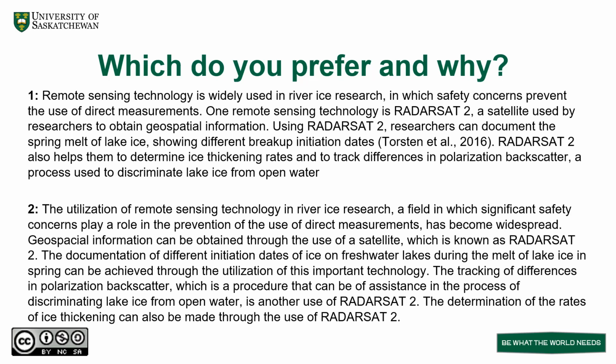The utilization of remote sensing technology in river ice research, a field in which significant safety concerns play a role in the prevention of the use of direct measurements, has become widespread. Geospatial information can be obtained through the use of a satellite, which is known as RADARSAT-2. The documentation of different initiation dates of ice on freshwater lakes during the melt of lake ice in spring can be achieved through the utilization of this important technology. The tracking of differences in polarization backscatter, which is a procedure that can be of assistance in the process of discriminating lake ice from open water, is another use of RADARSAT-2. The determination of the rates of ice thickening can also be made through the use of RADARSAT-2.